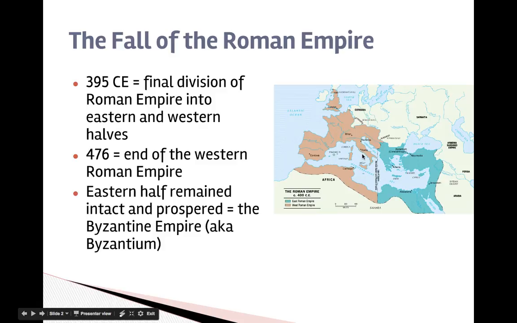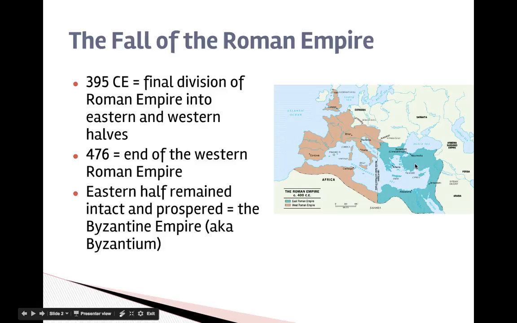But what really happens here is that, especially after 476, when Rome officially falls to the Germanic invaders, the western half, as well as Western Europe in general, falls into decay. Really, we talk about this as the period of the Dark Ages in Western Europe. But by contrast, the eastern portion becomes very wealthy. So that's where we're going to be focusing on the eastern part.